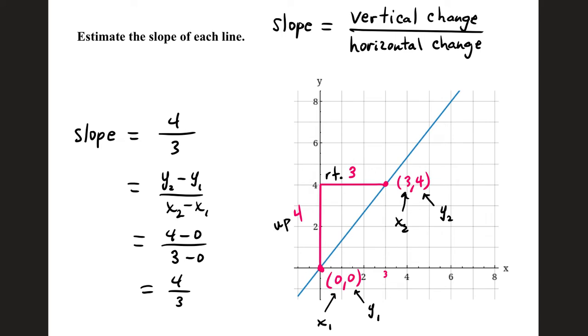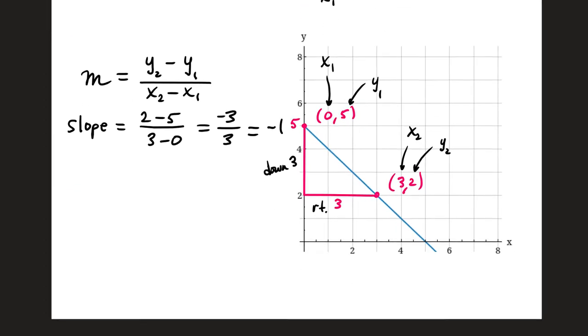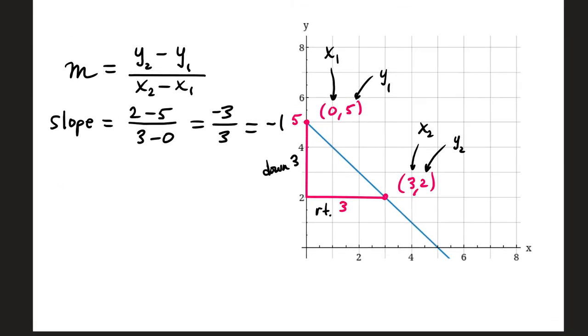Let's look at another example. The lowercase letter m is also used to represent slope, and I just jotted down the slope formula just so we could use it if needed. The blue line to your right has a negative slope. It runs downhill.